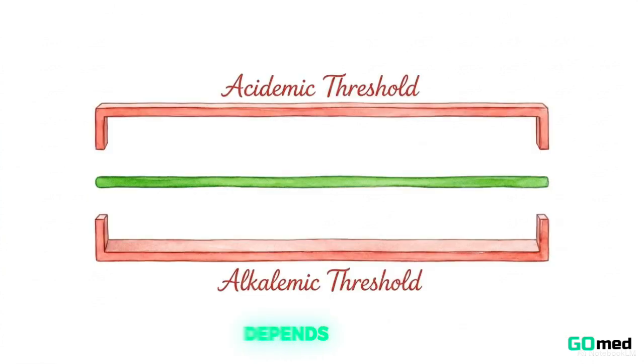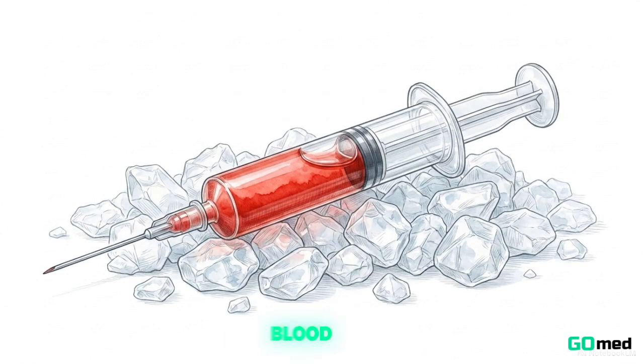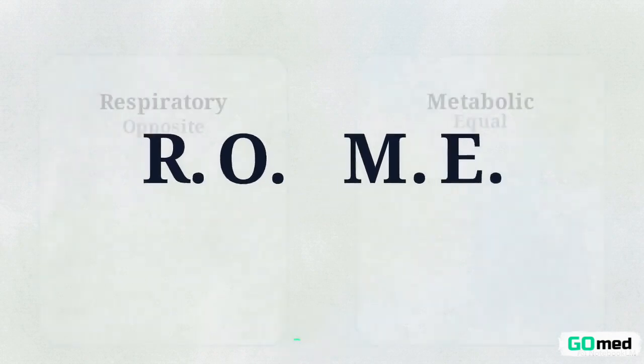Systemic survival depends on the narrow regulation of blood pH, which must remain between 7.35 and 7.45. Interpretation of an arterial blood gas panel starts with the pH. We first determine if the patient is in a state of acidosis or alkalosis. To find the disturbance source, we use the Rome rule.